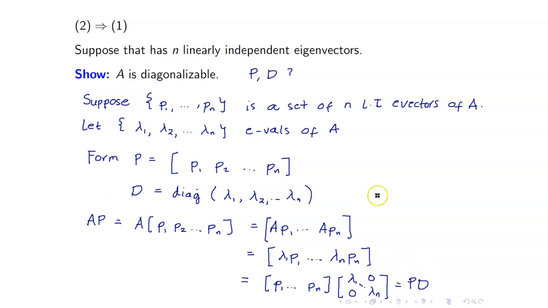If I multiply P inverse on the left, we now get that P inverse AP is equal to D. Notice that P is invertible because these columns are linearly independent. Hence, we have just shown that A is really diagonalizable. This proof tells us how to form your matrix P. How do we form our matrix P? You just get the set of n linearly independent eigenvectors of A, and that would be the columns of your matrix P. And to form the diagonal matrix D, you just get the eigenvalues of A.